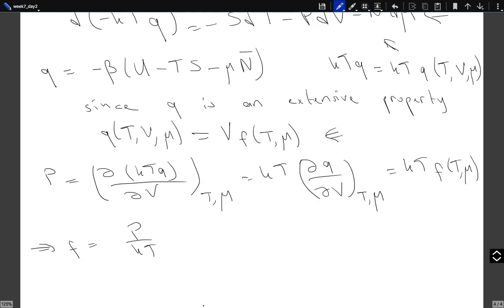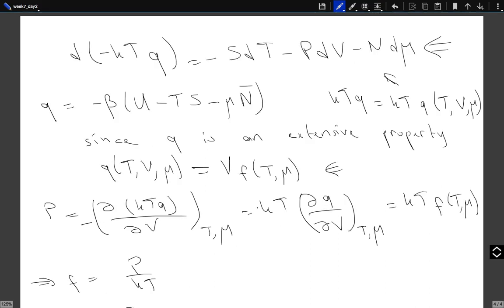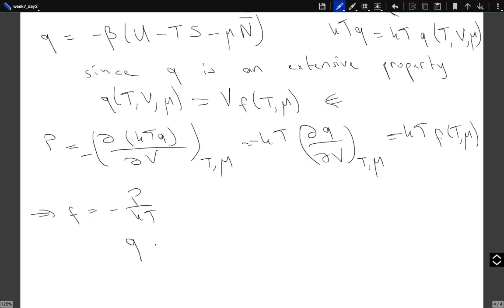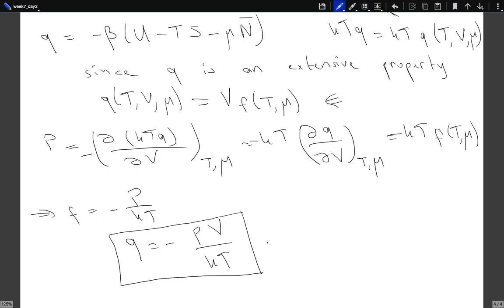And so Q, there's a minus sign over here, and hence over here. So Q is nothing but PV over kT. Or, if you like, PV is kT times Q, or minus kT times this Q potential, or kT times the logarithm of the grand canonical partition function.